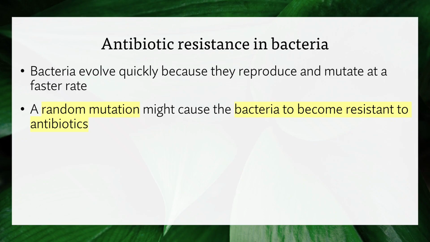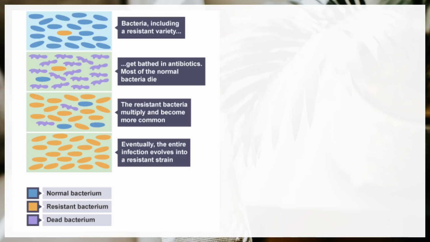Let's do another example of natural selection in action. We have antibiotic resistance in bacteria. Bacteria evolve pretty quickly because they mutate and reproduce at a faster rate. It's a random mutation that causes the bacteria to become resistant to these antibiotics. And antibiotics are just drugs that kill or reduce the growth rate of bacteria. So let's move over to the next slide.